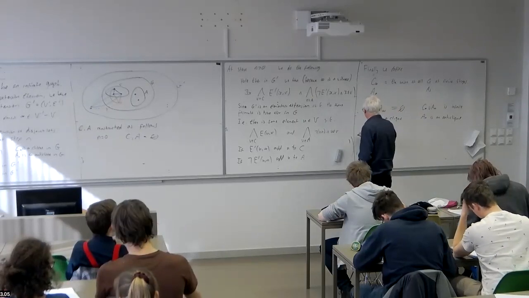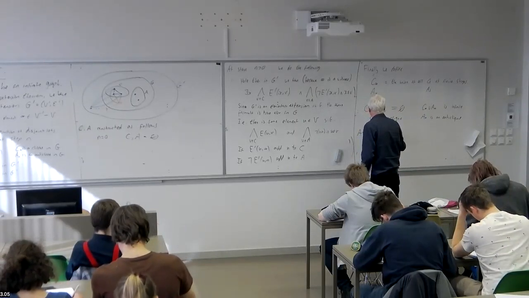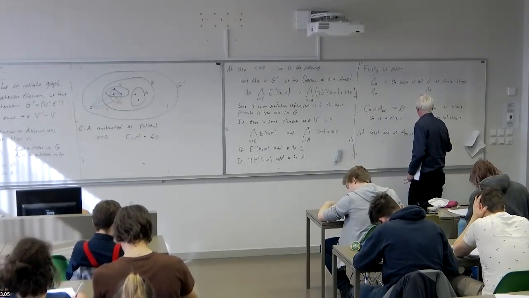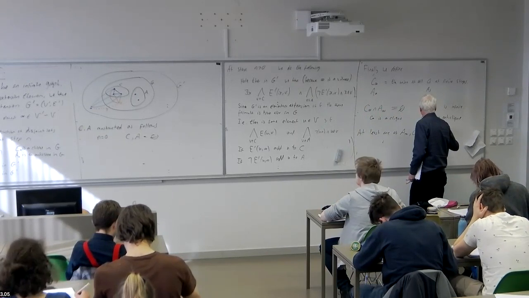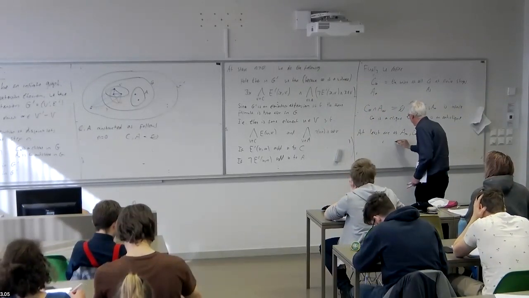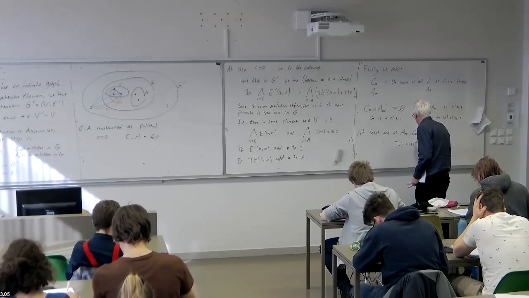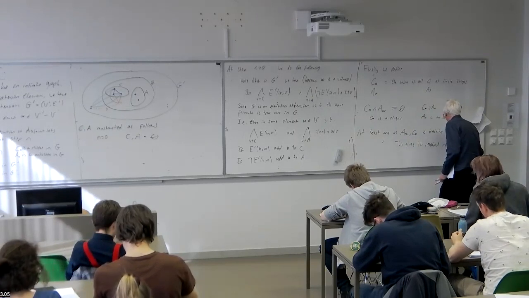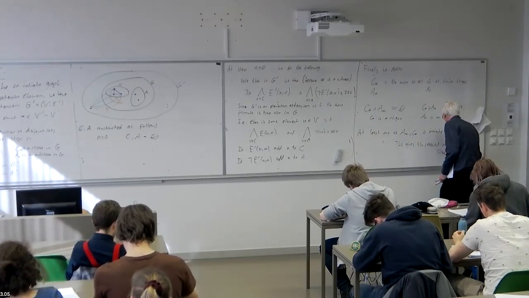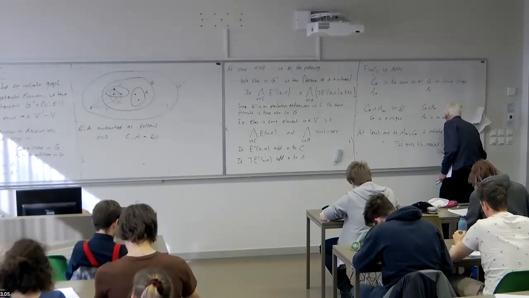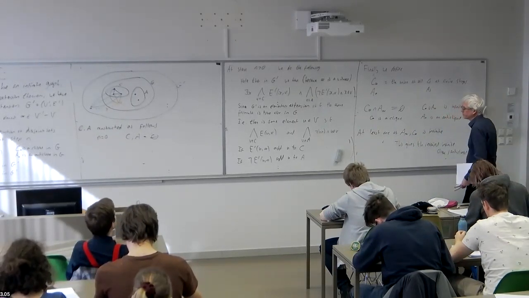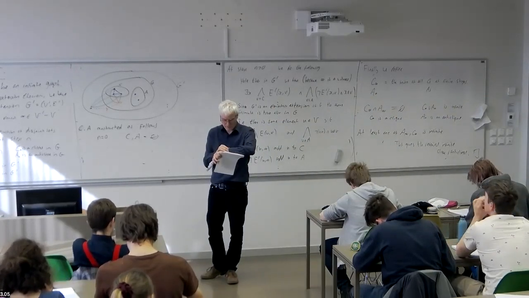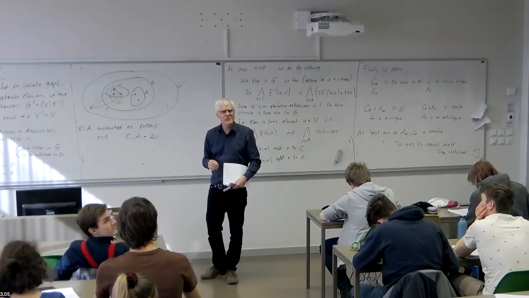So at least one of A infinity and C infinity is infinite, and this gives the required infinite clique or anticlique. And we're done. Okay. Glorious.